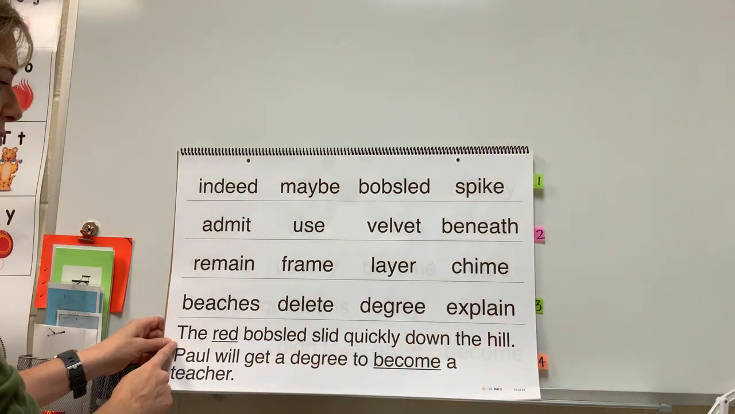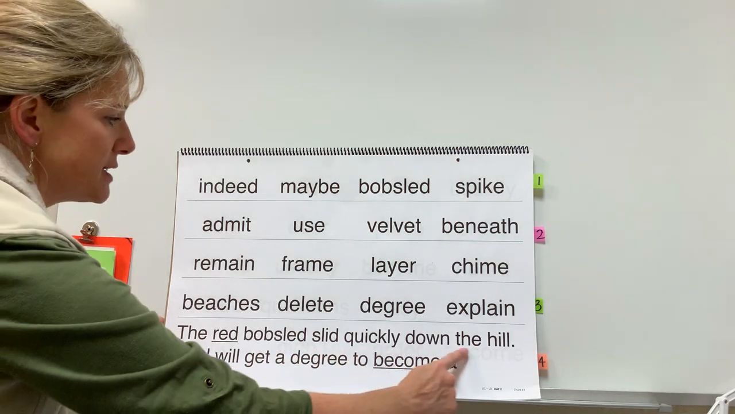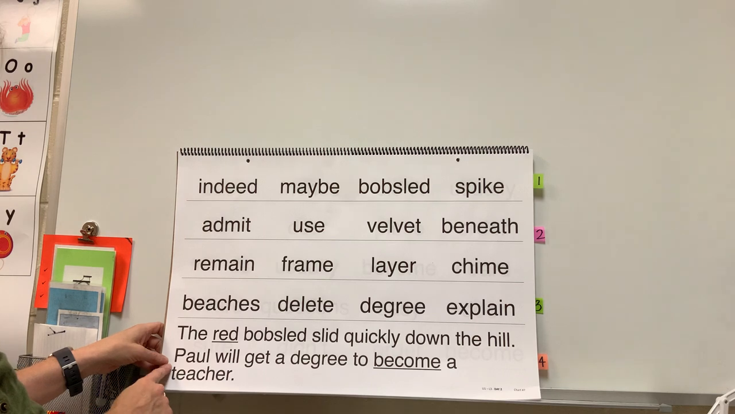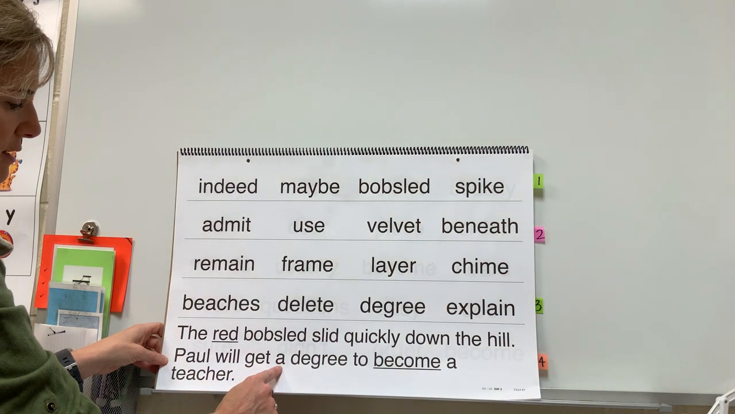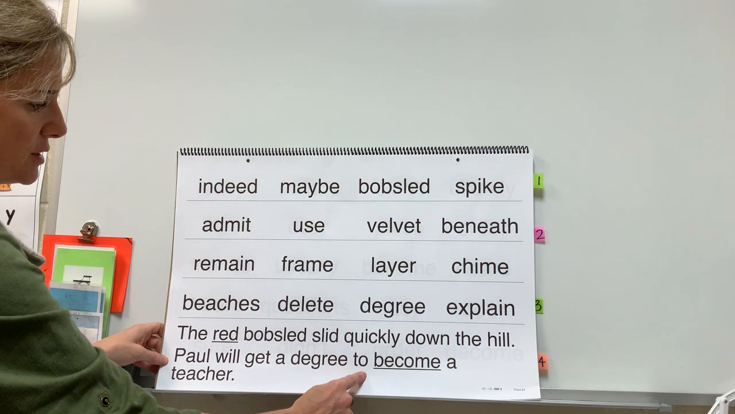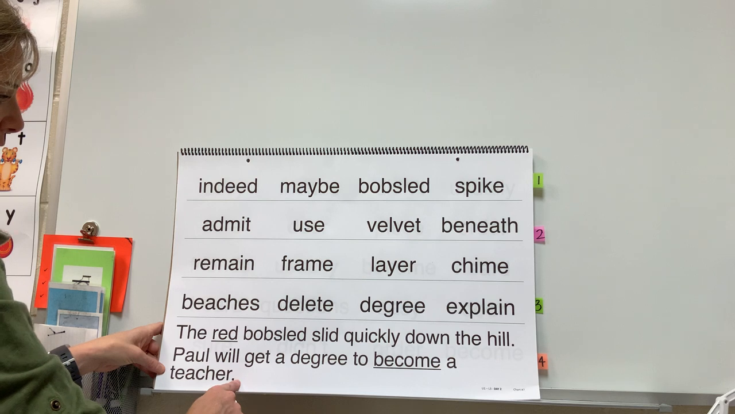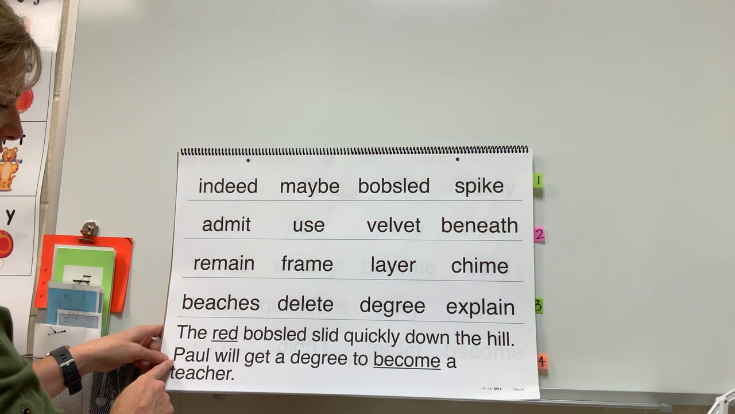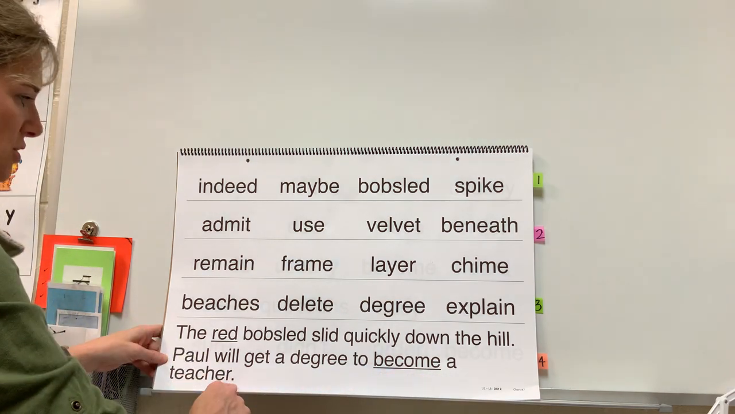Yes, I'll read that in two parts. The red bobsled slid quickly down the hill. Next sentence, get ready. Paul will get a degree to become a teacher. Yes, I'll read that in two parts. Paul will get a degree to become a teacher.